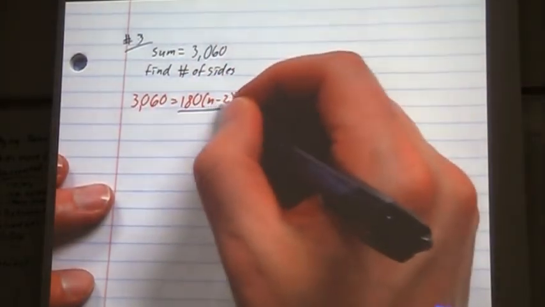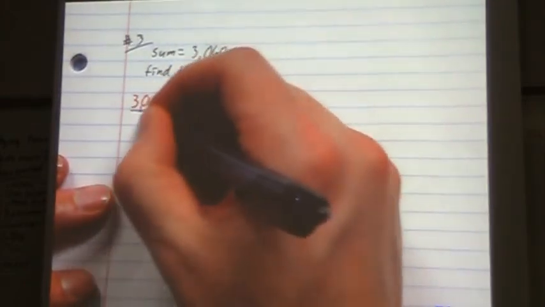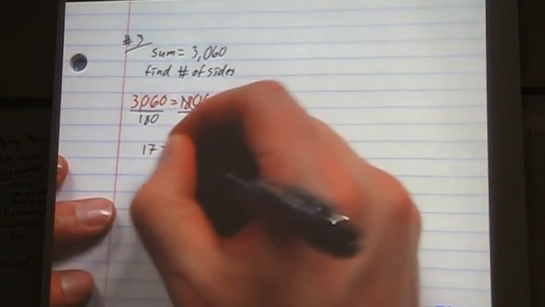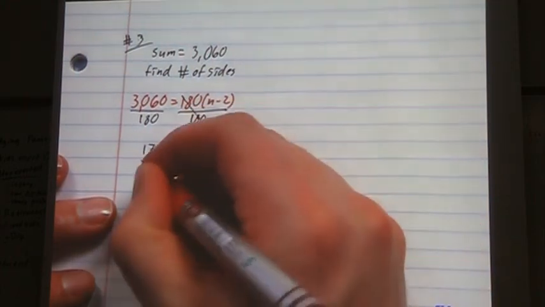And then we just, classic algebra, we want to isolate our variable, so we're going to get rid of that 180. We got 17. We can just add 2 to both sides. Boom, there's my number of sides.